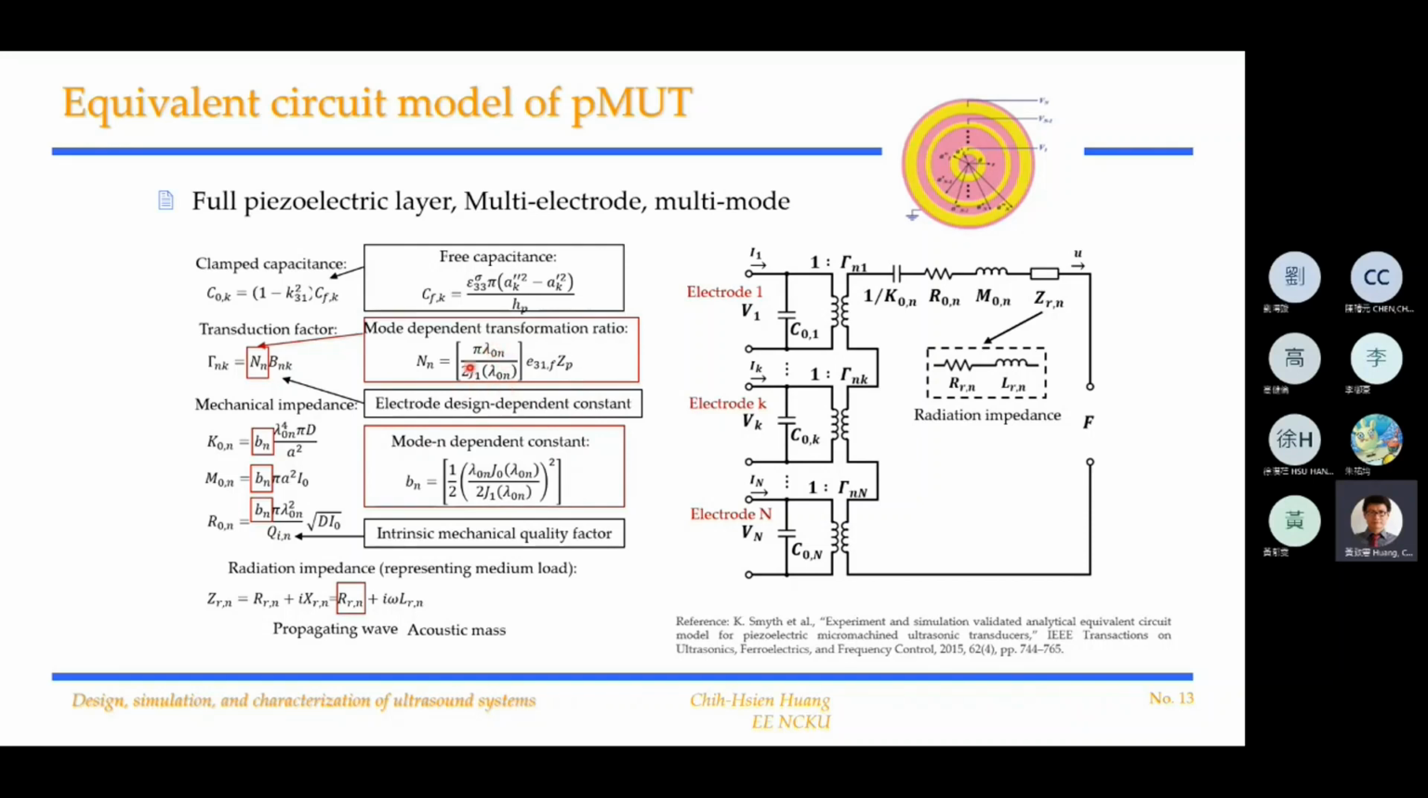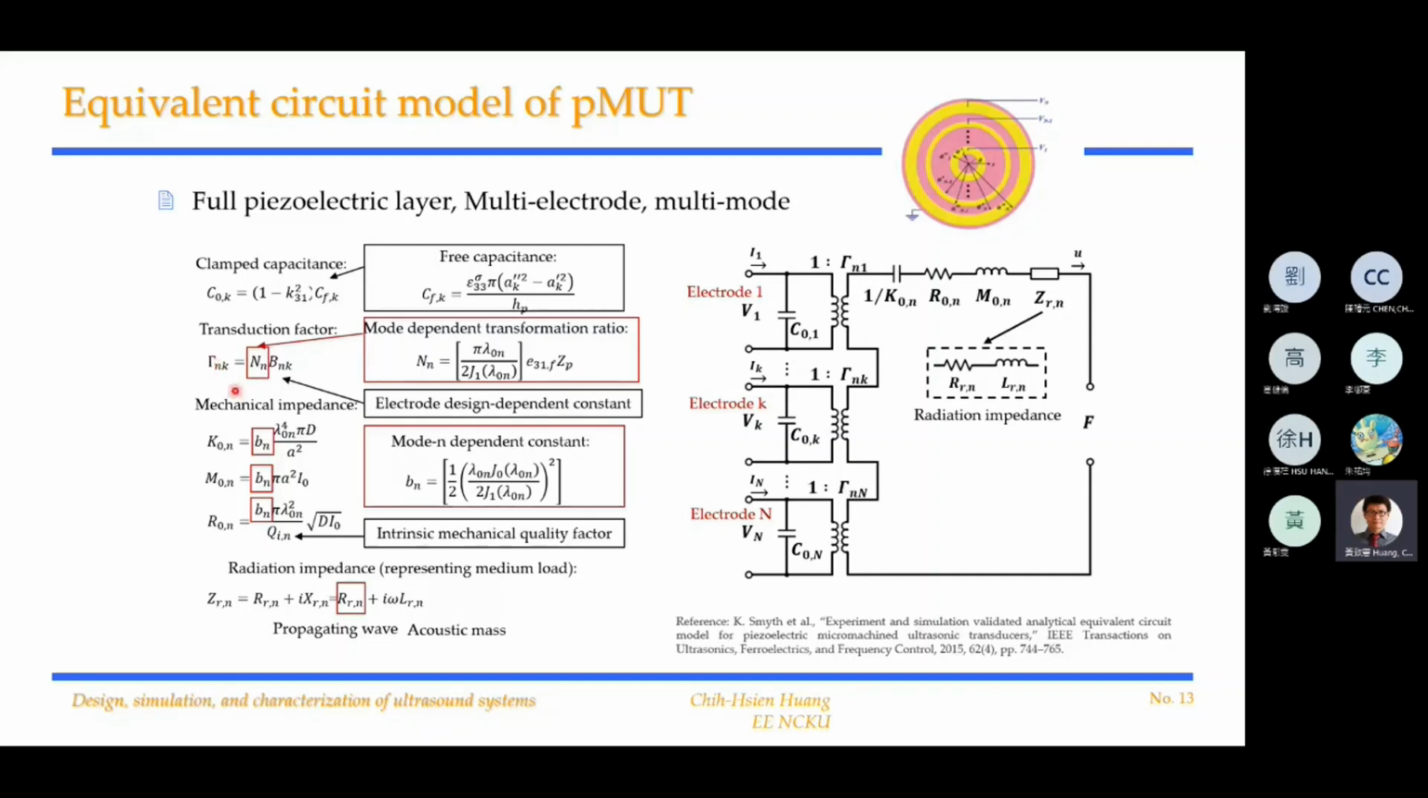The J here is a Bessel function of order 1. So in MATLAB or Python you can directly use the Bessel function, then you can calculate N if you know the piezoelectric coefficient e31 and Zp. We'll introduce Zp later. Zp means the length of our movement arm. So that will be the first parameter of your transduction factor.